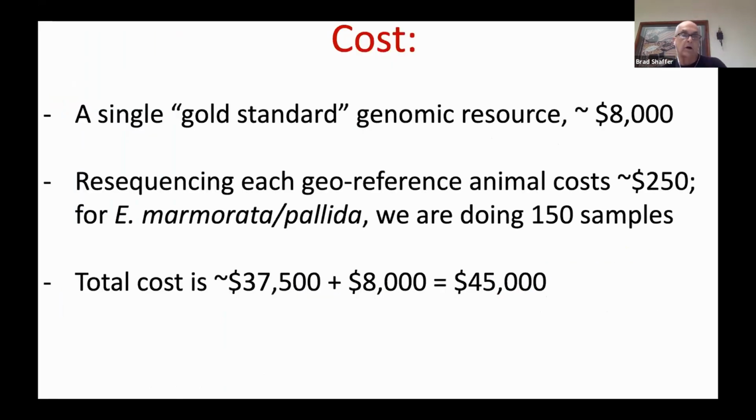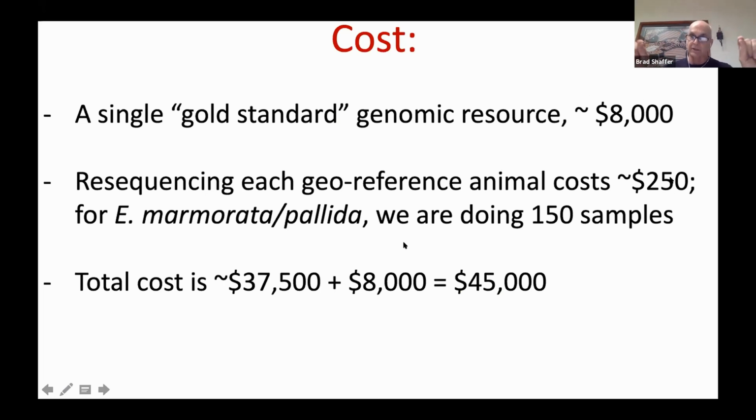Everyone always wonders about cost, and that's a legitimate question. If you're doing this where you want to have the reference animals be whole genome resequenced organisms, there's two components to that. The first is a single gold standard genomic resource. This is kind of like the turtle Peter was talking about, only done at even a better level, at a chromosome level resolution. And it's a really important resource to have. And those right now, with today's technology, run about $8,000 for a 2.5 to 3 gigabase turtle.